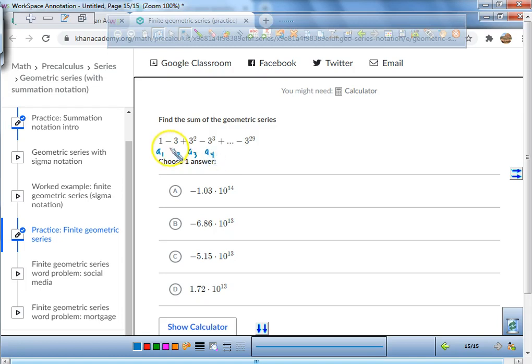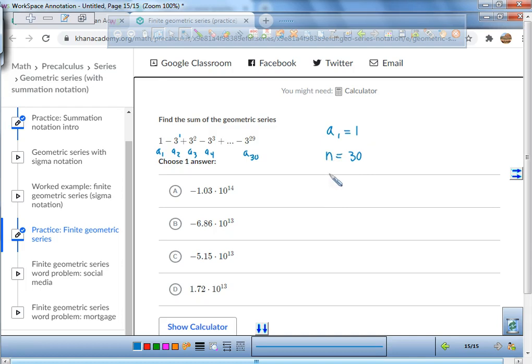Now check this out. If this is my first term, that's my first term. And this is my second, third, and fourth. What do you notice with what's happening to the power? It's like 1 less than it. So how many terms would I have out here? I'd have a total of what? 30. You see how this is to the power of 1, that's 2, that's 3, that's 29. So that's our 30th term. So our n value is actually 30.